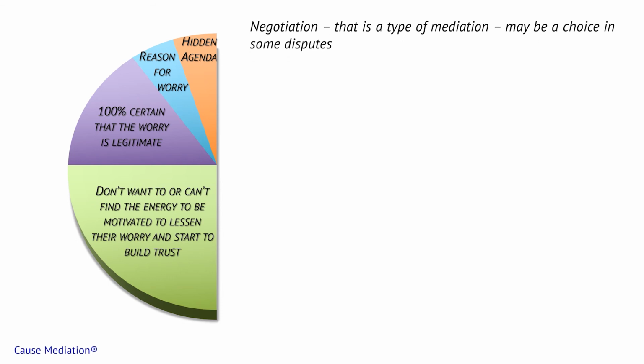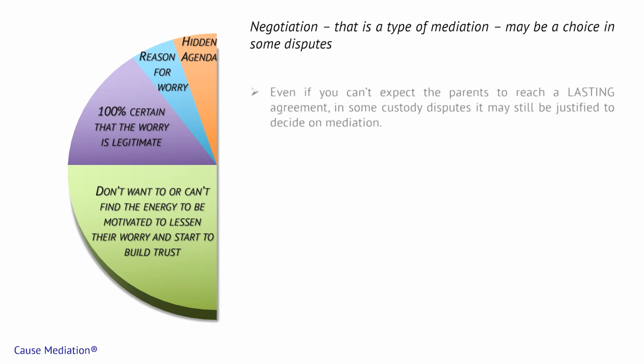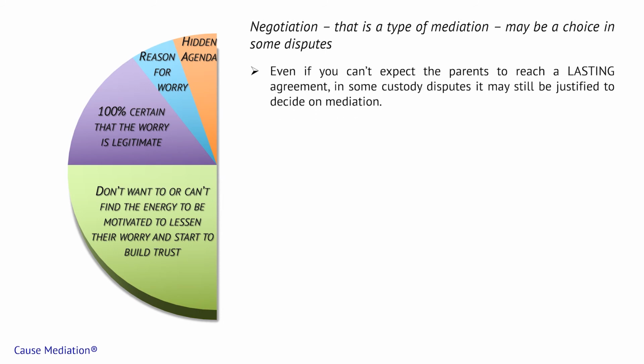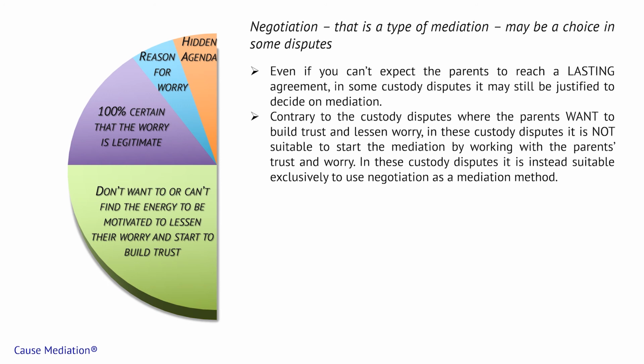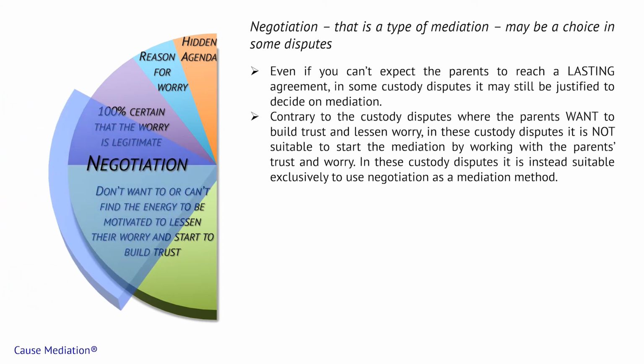Negotiation, that is a type of mediation, may be a choice in some disputes. Even if you can't expect the parents to reach a lasting agreement, in some custody disputes it may still be justified to decide on mediation. Contrary to the custody disputes where the parents want to build trust and lessen worry, in these custody disputes it is not suitable to start the mediation by working with the parents' trust and worry. In these custody disputes, it is instead suitable exclusively to use negotiation as a mediation method.